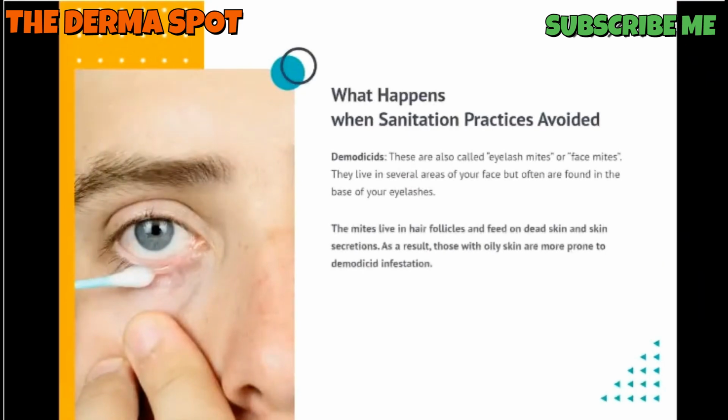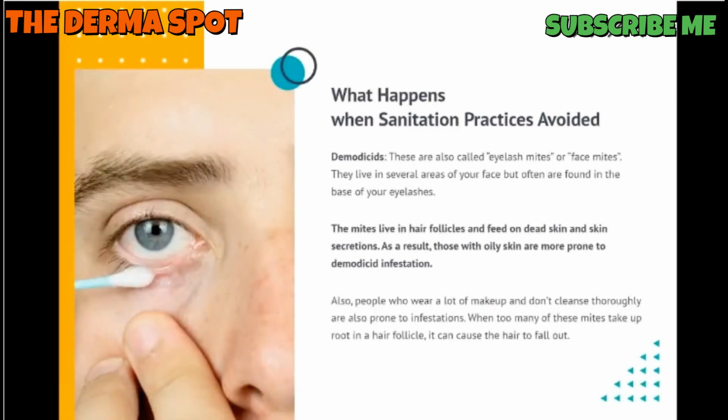Demodex mites. These are also called eyelash mites or face mites. They live in several areas of your face, but often are found in the base of your eyelashes. The mites live in hair follicles and feed on dead skin and skin secretions. As a result, those with oily skin are more prone to infestation. Also, people who wear a lot of makeup and don't cleanse thoroughly are also prone to infestations. When too many of these mites take up root in a hair follicle, it can cause the hair to fall out.